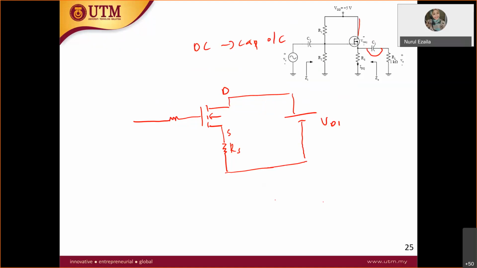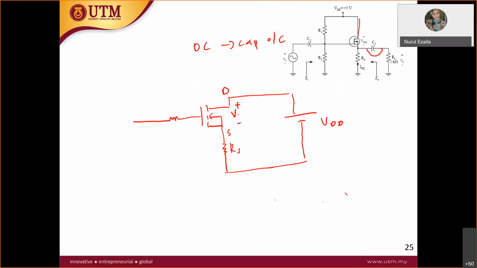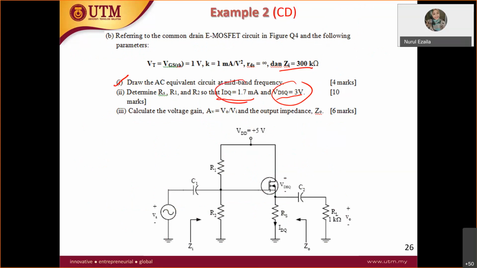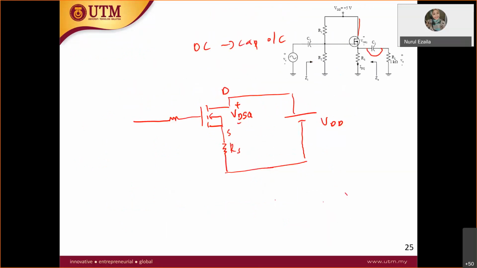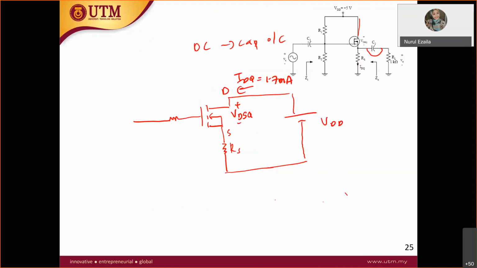VDD. All right. So in the question, they said given VDSQ. VDSQ is given, so this is what they meant by VDSQ. IDQ is also given, 1.7 milliampere, and VDSQ 3 volt. So you can apply KVL over here. VDD you also know, 5 volt. You can find RS. So this is DC analysis. This question is mixed between AC and DC, but I will put this DC analysis in the tutorial question.